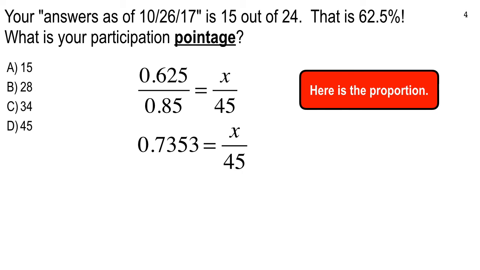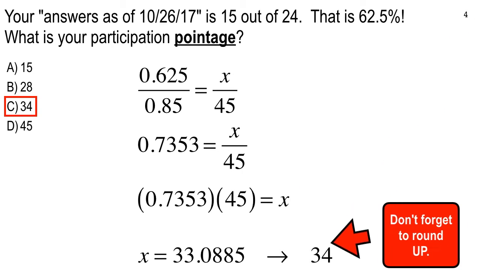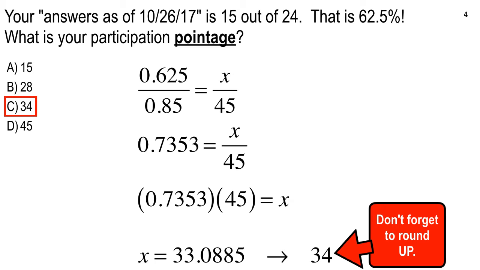And now the right-hand side, I haven't done anything with the right-hand side, still x over 45, and x is your pointage. Now we want to cross multiply and get 45 to the other side. That tells me I've got to multiply 0.7353 by 45. And when you do that, you get 33.0885. And as always, you round up. So don't forget to round up at the very end.